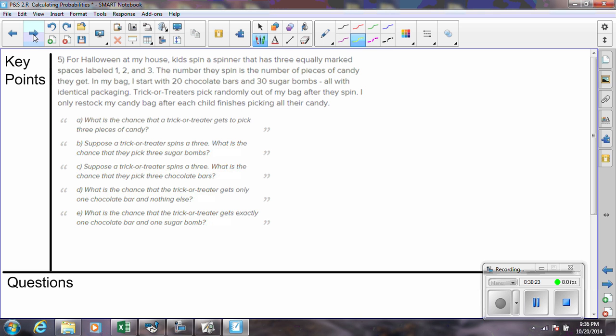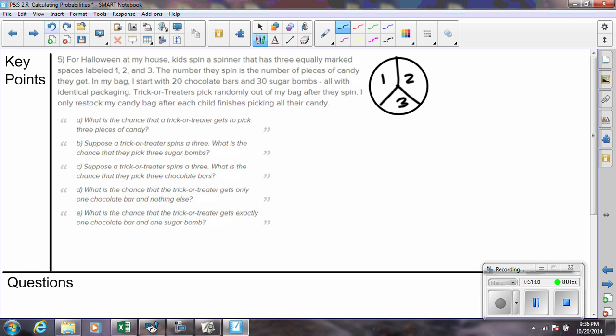And because I'm weird, Halloween at my house, kids spin a spinner, has 3 equally marked spaces that are labeled 1, 2, and 3. So we'll have this part, and I'll try to do something that's bad. So here, 1, 2, 3. And I know they're not actually equally spaced, but we'll go with it. The number they spin depends on the number of pieces of candy in my bag. I start off with 20 chocolate bars, 30 sugar bombs, identical packaging.